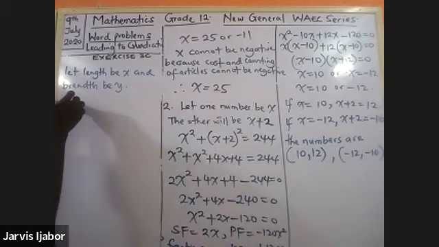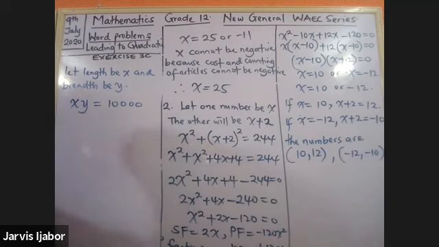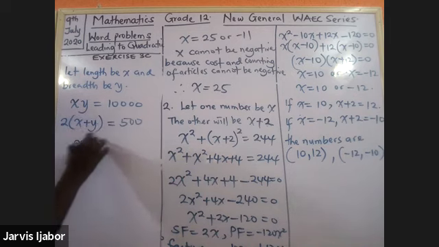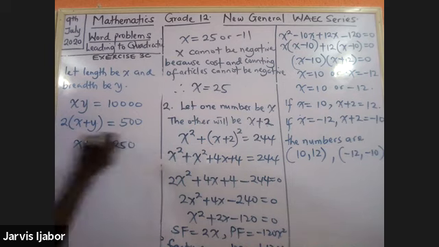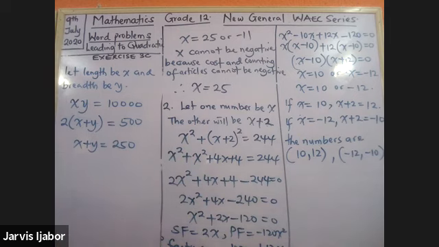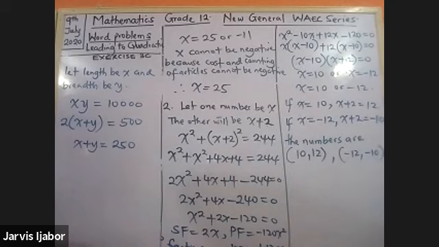Fine. So what it means is that xy is equal to 10,000. Then 2 into x plus y, which is the perimeter, will be equal to what? 500, meaning that x plus y will be equal to what? 250. All right, this is what we generate, quadratic and linear. I think I'm getting the picture now. So it's actually quadratic. If you're not careful, I was almost thinking it to be simultaneous. All right, now this one is already generating the quadratic.